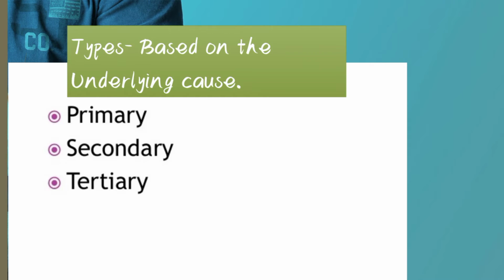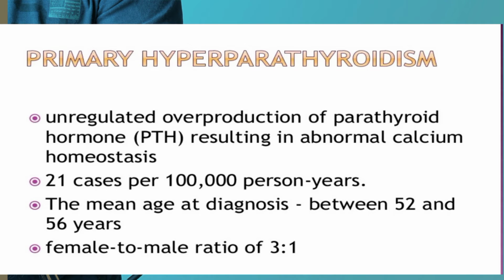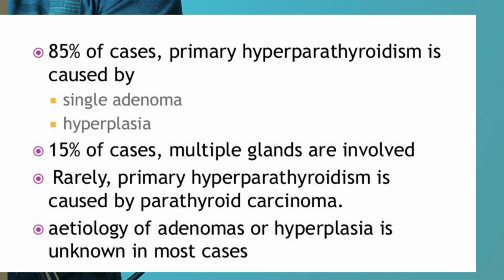disease. The types are categorized based on the underlying cause, with the primary, the secondary, and the tertiary. For the primary, there is an unregulated overproduction of parathyroid hormone, and this results in abnormal calcium homeostasis. This affects mainly females, and the ratio of women to men is 3:1.